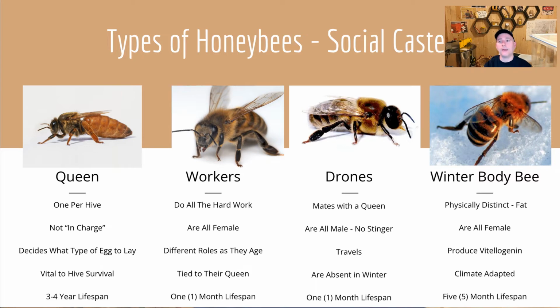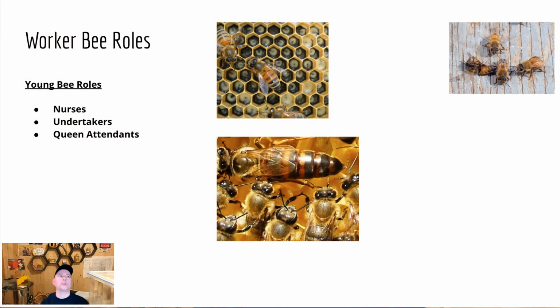So they're climate adapted. You won't see them show up if you live in Hawaii, for example, where you don't have a winter. But in the colder places you will. And these bees live up to 5 months. So that'll pretty much get you through most of the coldest, longest winters out there. So that's why we have these winter body bees, to help the hive, the colony, survive through the winter. So those are the different social castes of bees. Now let's talk more about those workers and some of the different jobs they have.